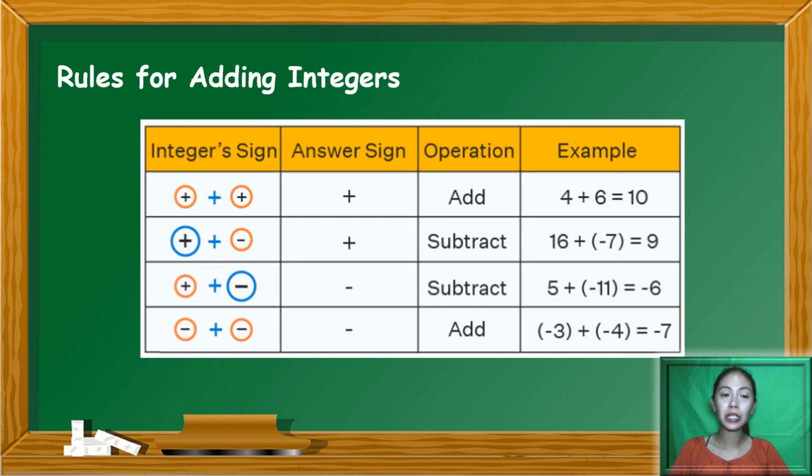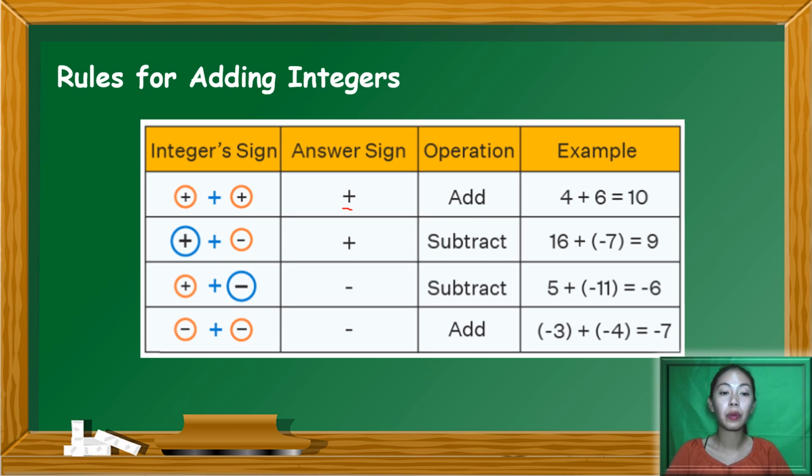Here are the rules for adding integers. We have here the integer sign. Positive plus positive is equal to positive, and the operation is addition. We have this example: 4 plus 6 is 10. 4 is positive and 6 is positive, so the answer is positive.